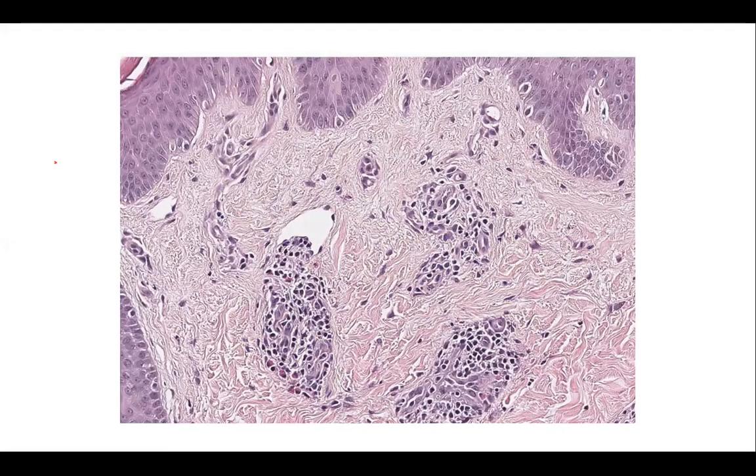Moving on. What do we see here? So here we're seeing the histology first. There's a perivascular infiltrate. These cells, there's a certain cell that is usually not present in every infiltrate. Can anyone tell me what this cell is? So we see eosinophils.